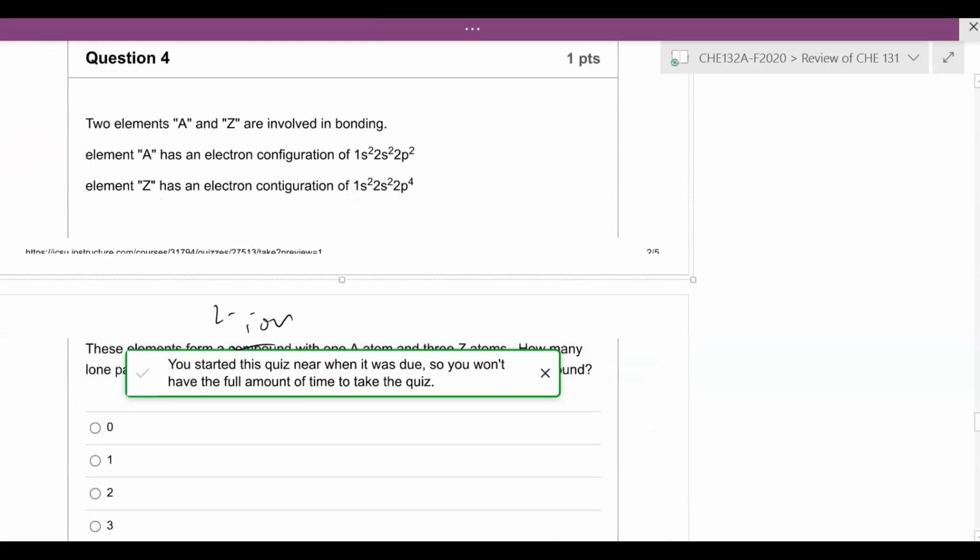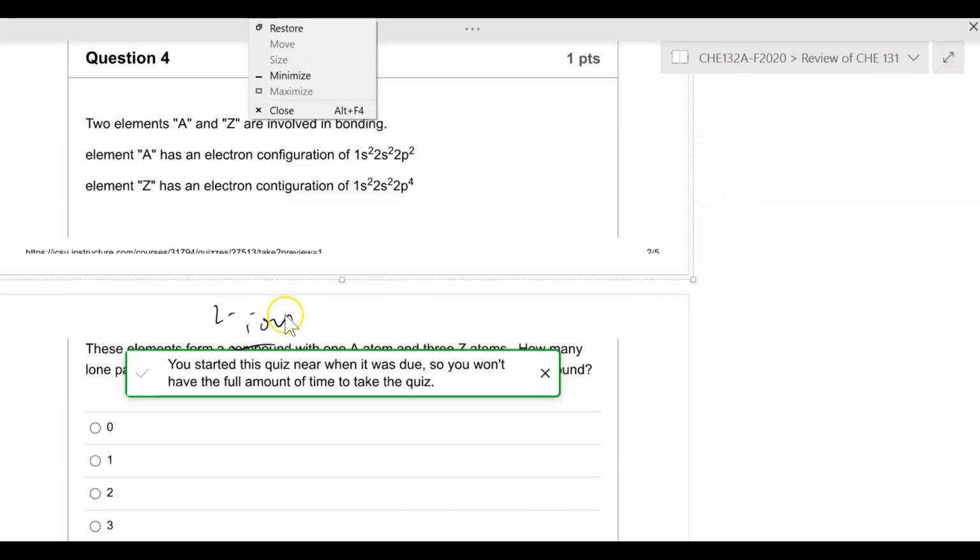Let's see. Bear with me again. So in this one, it said a compound with 1A atom and 3 Z ions. How many lone pairs are on the central atom of the best Lewis dot structure? Okay, so that would be tough. This is CO3 actually, to my knowledge, doesn't exist. Let's see what it would look like.